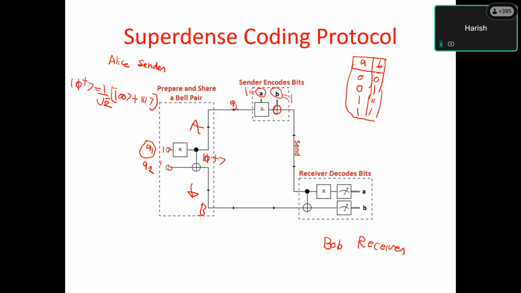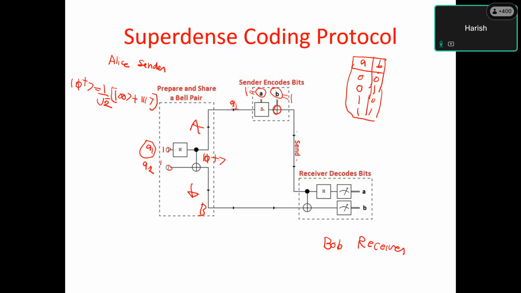So Alice, depending upon the values of A and B which she wants to send to Bob, applies Z and X gates on her qubit 1. Then she sends this qubit to Bob. So Alice is encoding the 2 bits of information in qubit 1 and sending this qubit to Bob.